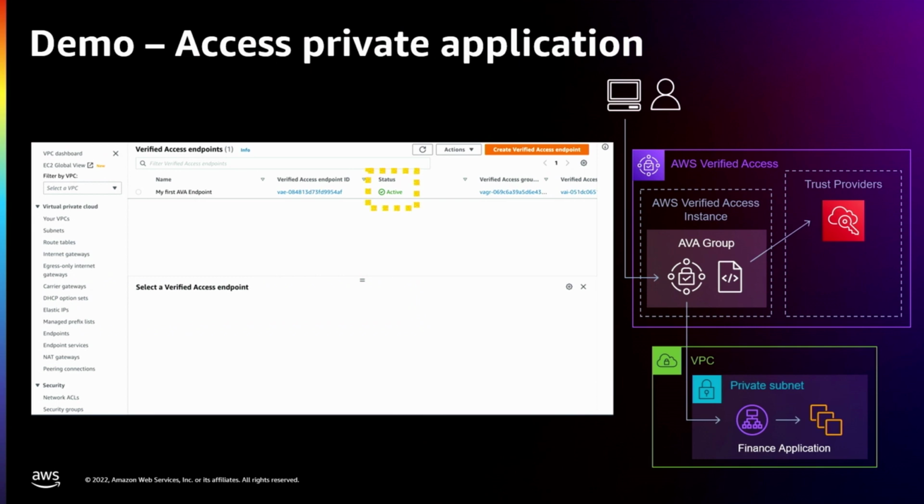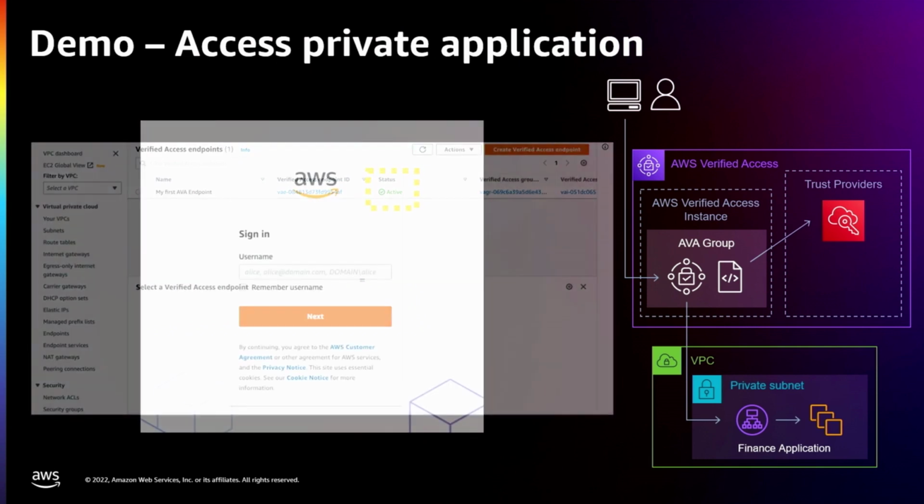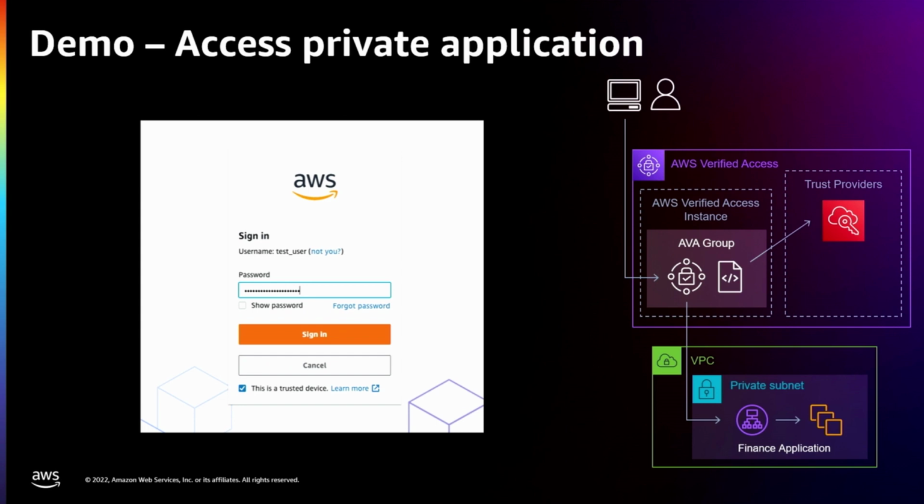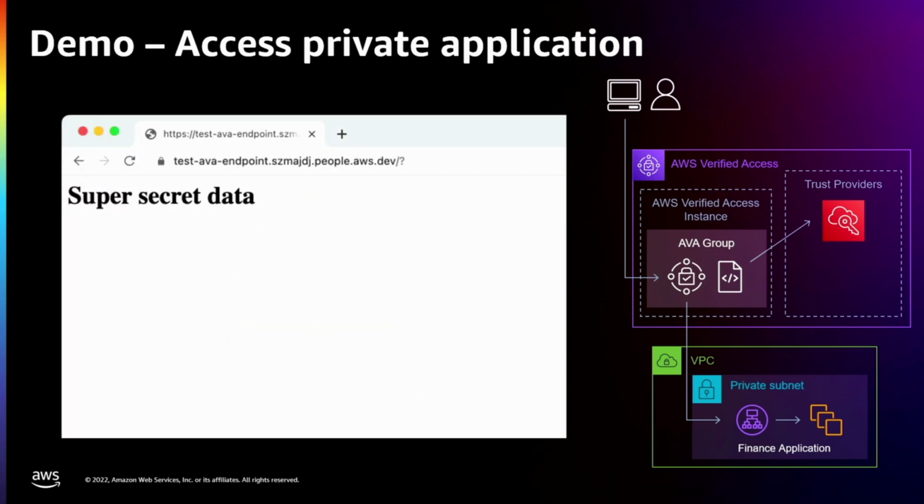OK, so now my endpoint's active. Let's give it a shot. First thing I do when I put in that public name in my browser is I get redirected to AWS Identity Center's login screen. Again, this is because I'm using Identity Center as my trust provider for user login details. So I'm going to log in, fill in my username and password. And because this user is in that finance group, I get access to my super secret data.